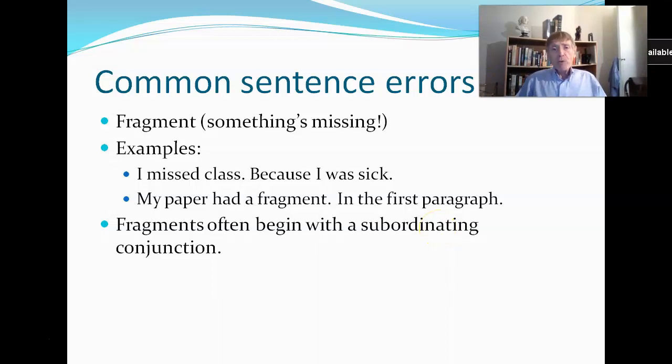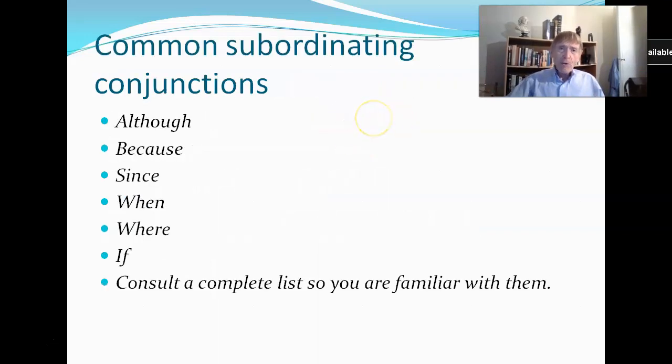Fragments often begin with those subordinating conjunctions like the one, because, we see in the first example there. And it's helpful, I think, because definitions sometimes elude us. It can be more helpful to just be familiar with some of the common subordinating conjunctions. Those are kind of flags. If you're a person who tends to create fragments in your writing, use these subordinating conjunctions as a kind of red flag. Look for them in your writing and just make sure that you did not create a fragment. Although, because, since, when, where, and if are some of the major ones.